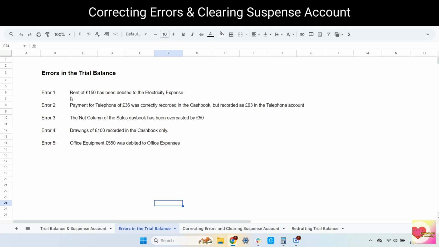The first error is rent of 150 has been debited to the electricity expense. This error is an example of error of commission, because rent and electricity are of the same type of account, which is an expense account, and they both go to debit. So this error is not disclosed by the trial balance.